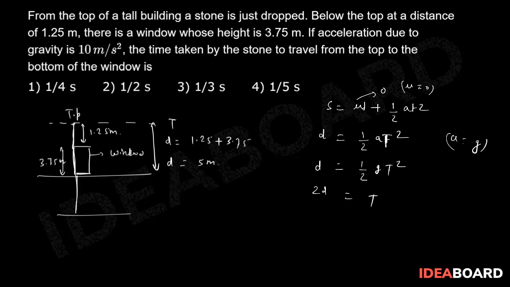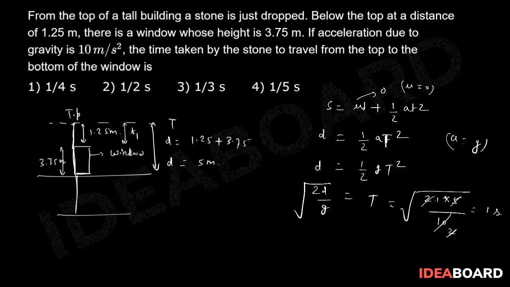So T will be under root 2D by G. So from here this will be under root 2 into 5 by 10, which is 1. So this is 1 second. So it will take 1 second from the top to the bottom of the window. That is capital T. Now we can calculate the time reaching up to the top of the window.